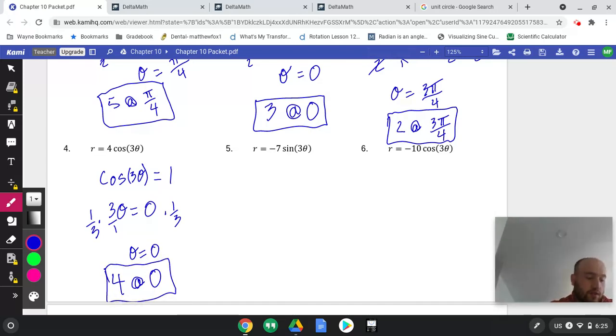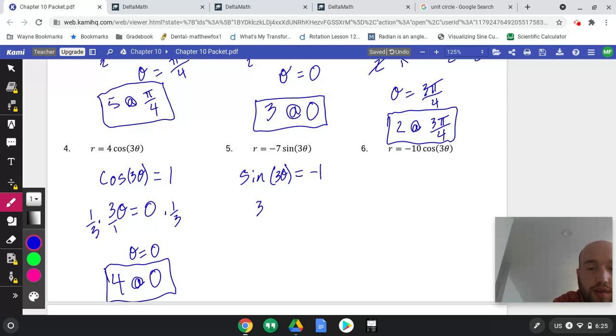All right, our next one, once again, is negative. Okay, so we still want a maximum. So in order to get the maximum, we need to set this sine of 3 theta equal to -1. So -1 times -7 becomes +7. It kind of would cancel.